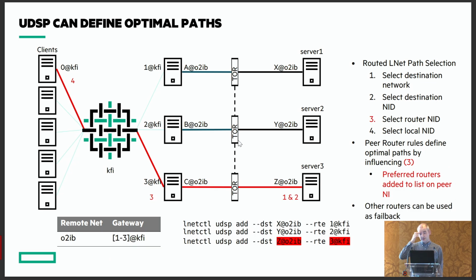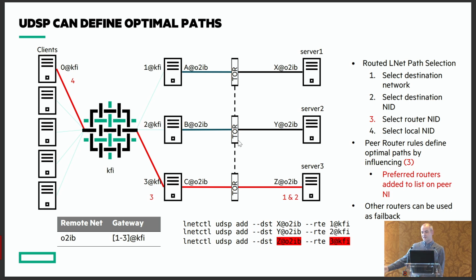So UDSP can define the optimal paths here as well using the pure router rules. This works similar to the source NID selection, where you define a list of preferred routers for each server interface in this example. So I tell my clients, if you're sending to server 3, you should prefer using this router here, 3 at KFI.